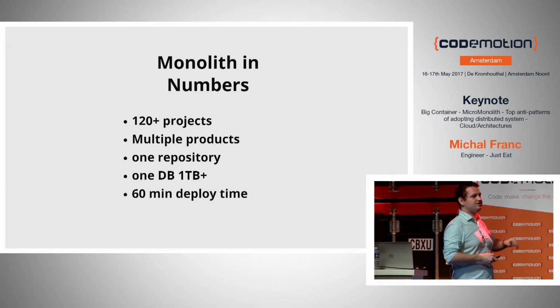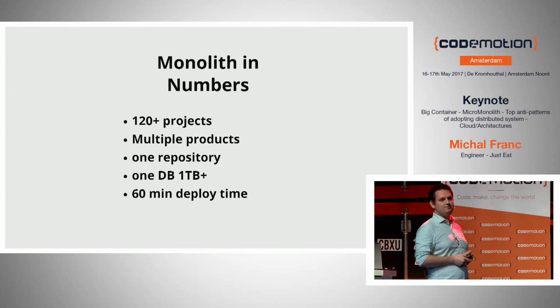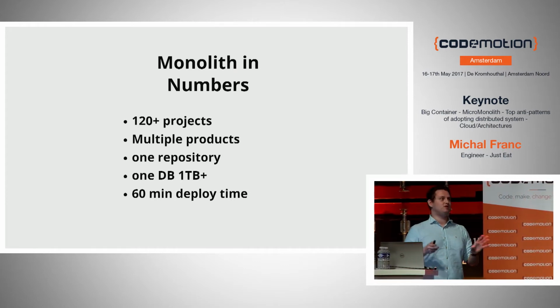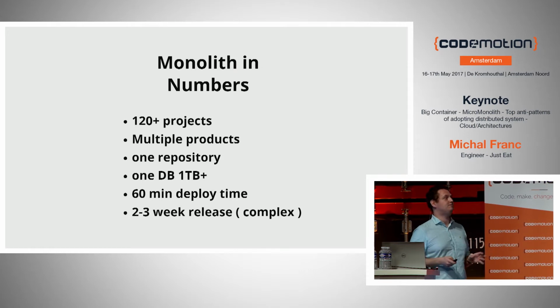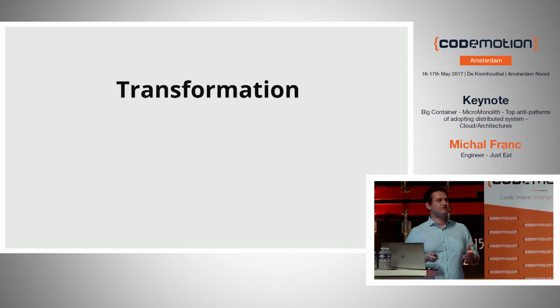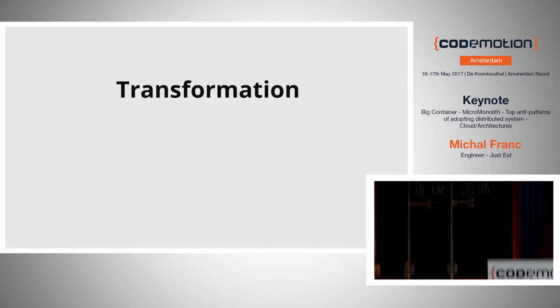There was one huge database, and our deployment time took us 60 minutes, which was not really that bad. I worked in a company that had worse, like 5 hours deployment time. Our release cycle was like 2-3 weeks, and half of this time was spent developing, half of this time was spent orchestrating all the different teams, all the different products, and testing this stuff. So to be honest, half of the release cycle was, I'm not going to say wasted, but could be used differently. Then we decided to do the transformation.